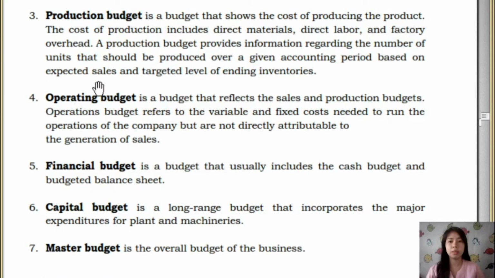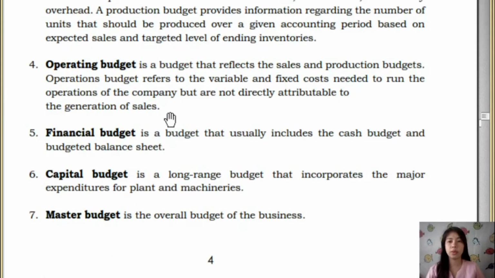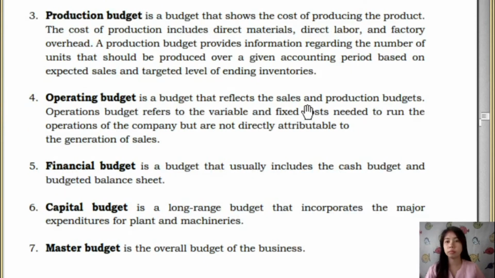Next would be the operating budget. Number 4, it is a budget that reflects the sales and production budget. So overall, operating budget refers to the variable and fixed costs needed to run the operation of the company, but are not directly attributable to generation of sales. So not only sales budget, but also production budget.